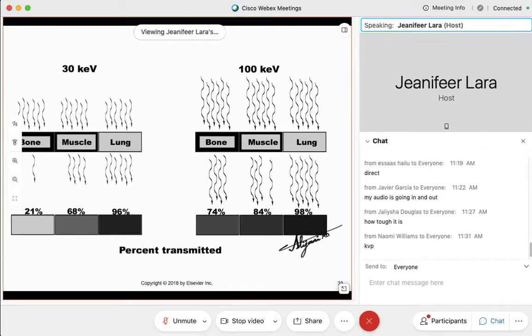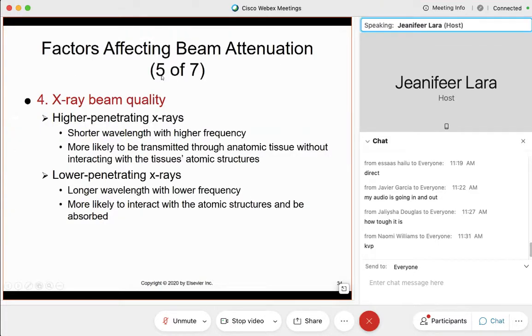So that brings us into our next one. This is our fourth and final factor affecting beam attenuation. So how do we affect beam attenuation besides thickness, besides density, besides atomic number? We can talk about beam quality. Higher penetrating X-rays, we know that we increase the beam quality. Higher penetrating X-rays means a better beam quality. Lower penetrating X-rays means that we've lowered our beam quality.